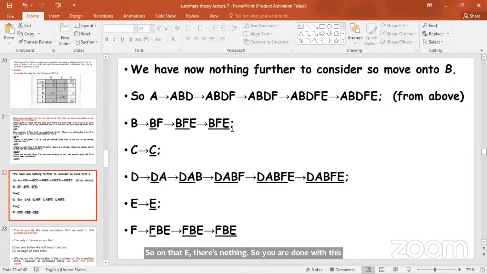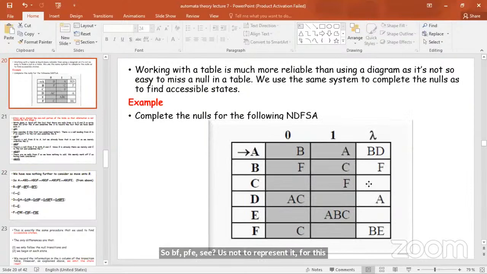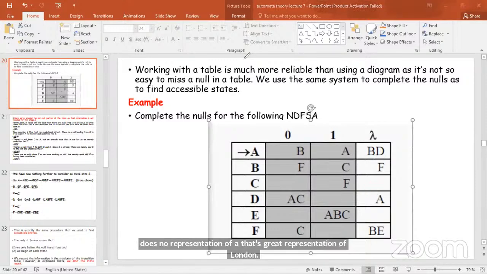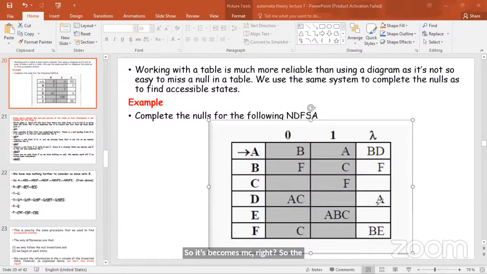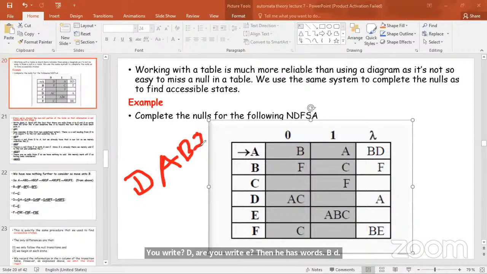So here you have BF, BFE. C has nothing to represent it, this is C. It has no representation of lambda, so it becomes empty, right? So the next one is what? D. D has A. So when you write D and you write A, then A has what? B, D. But because there's a D already, you remove this D.